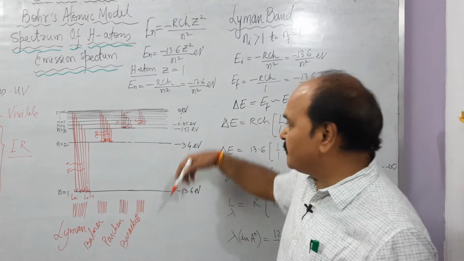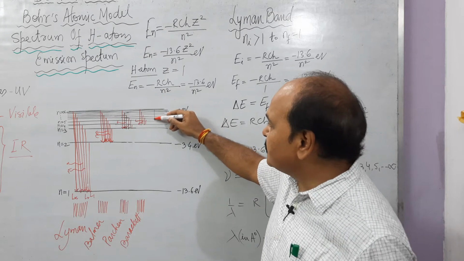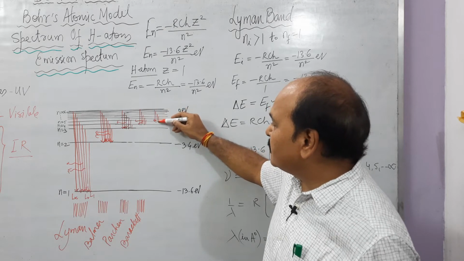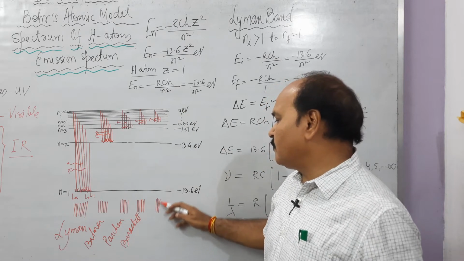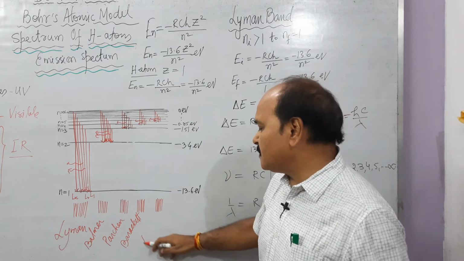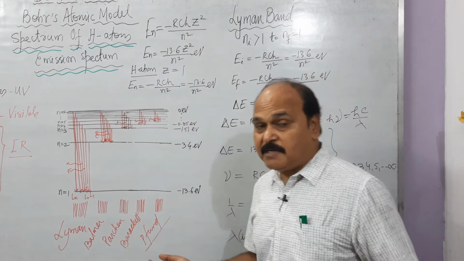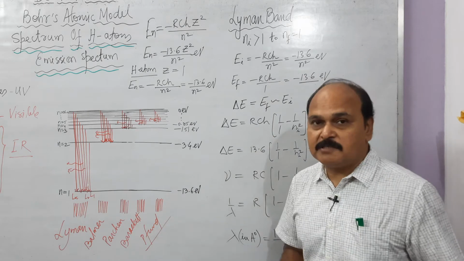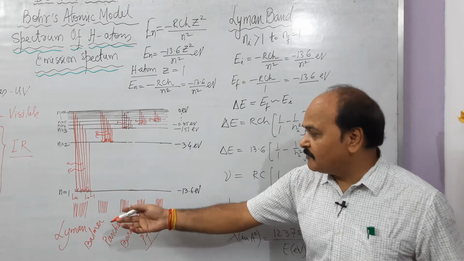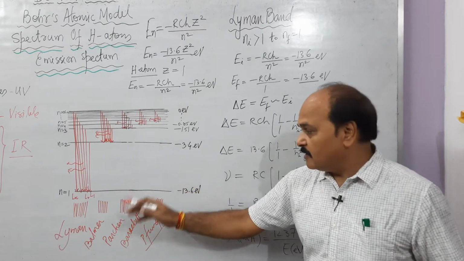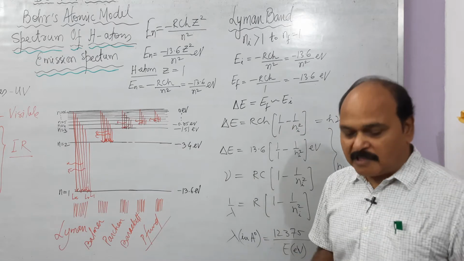And if transition takes place from any excited state to state number 5, the lines produced are very few but very close to each other. We call this band the Pfund series, P-F-U-N-D, or simply Pfund series. Let us study mathematically all the lines which are produced in every emission. So let us start with the Lyman band.